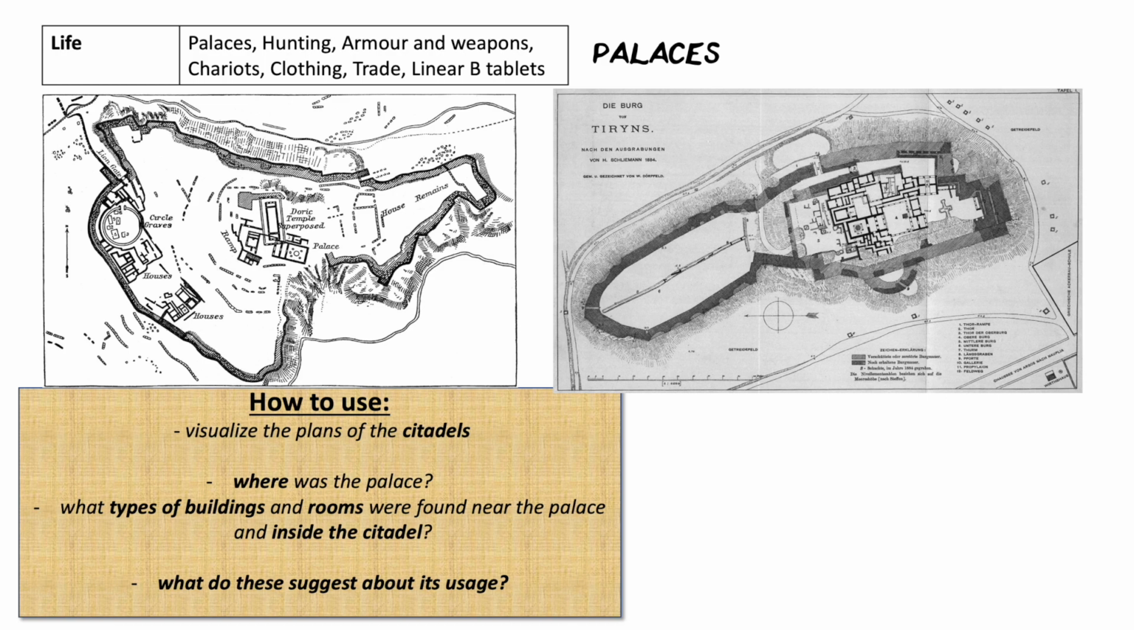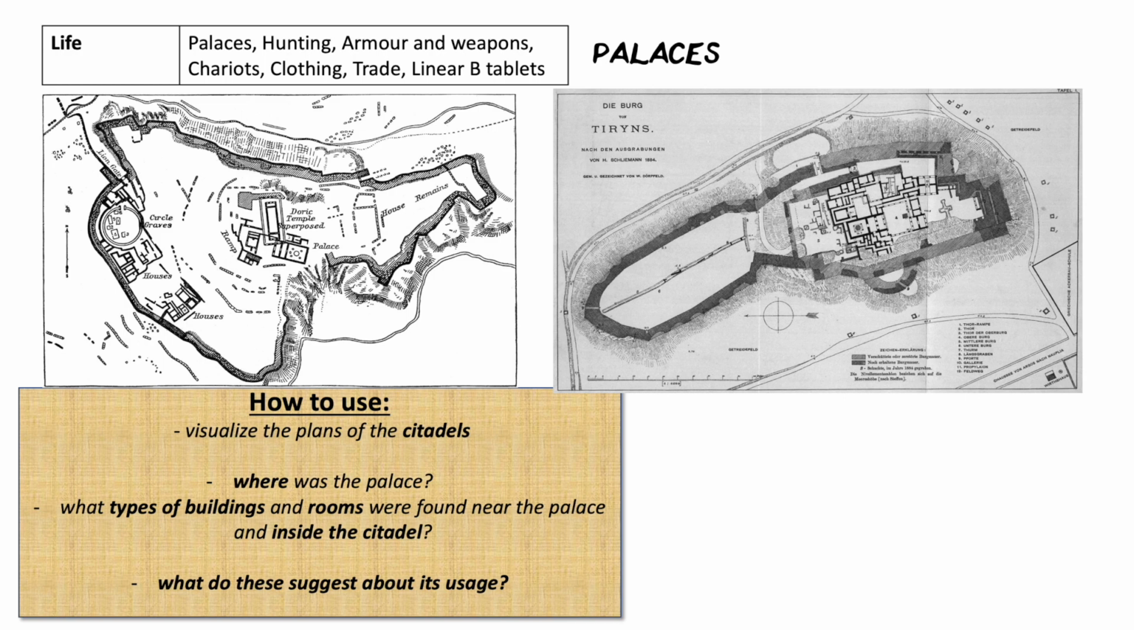So have a think about, what do these suggest about the palace's usage? It's higher up. We know that the palaces would have had more than one floor, so they'd have great views over the surrounding countryside and the rest of the kingdom. They're also central, so they're harder to get to because you have to go uphill, and they've also got the most important rooms, the Megaron, right at the heart of the palace. You've got to get through a lot of the rest of the palace in order to get there.